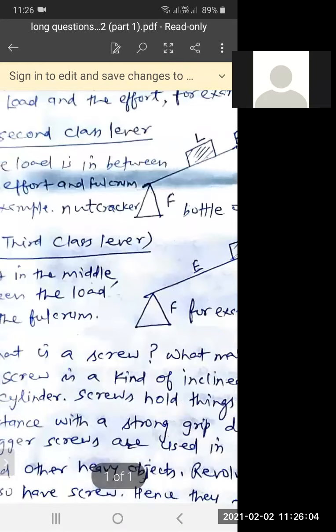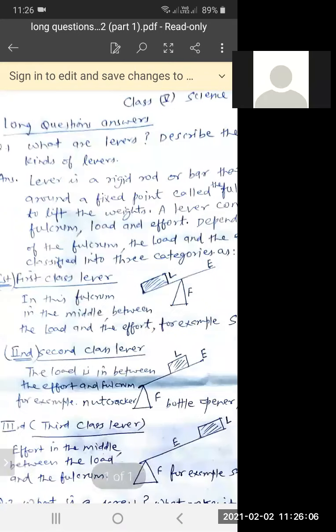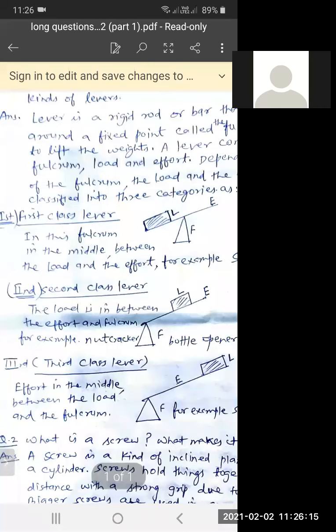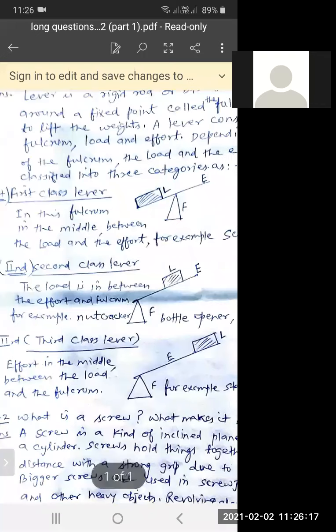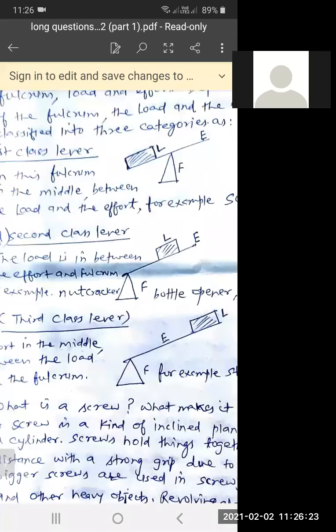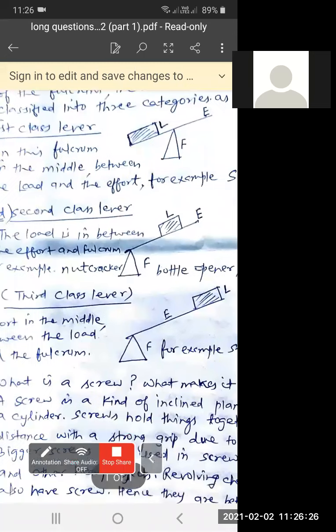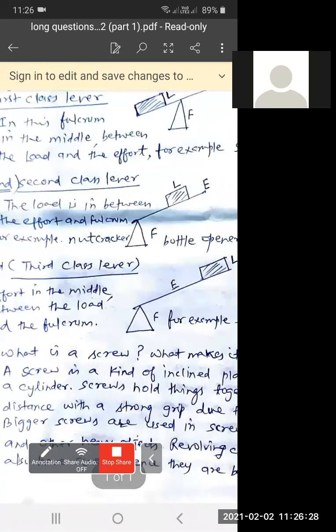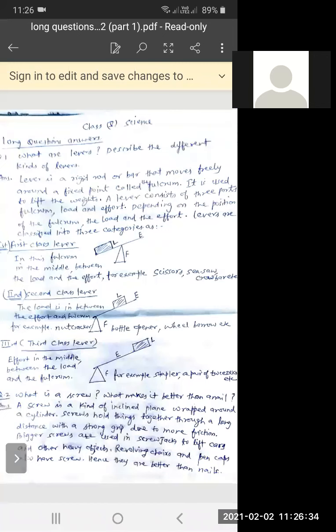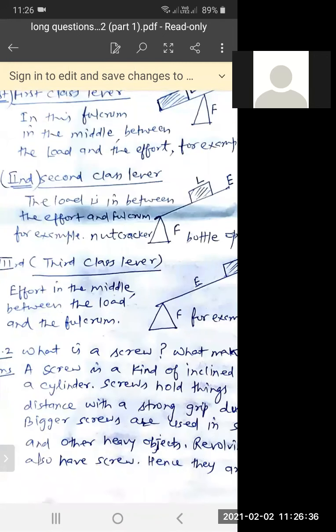This is about what levers are and the various kinds of levers. We have talked about levers. I told you students about first class lever, second class lever, third class lever in detail. Now students, the next long question answer is, what is a screw? Please note down. What makes it better than a nail? What is a screw, and why is it considered better than a nail?